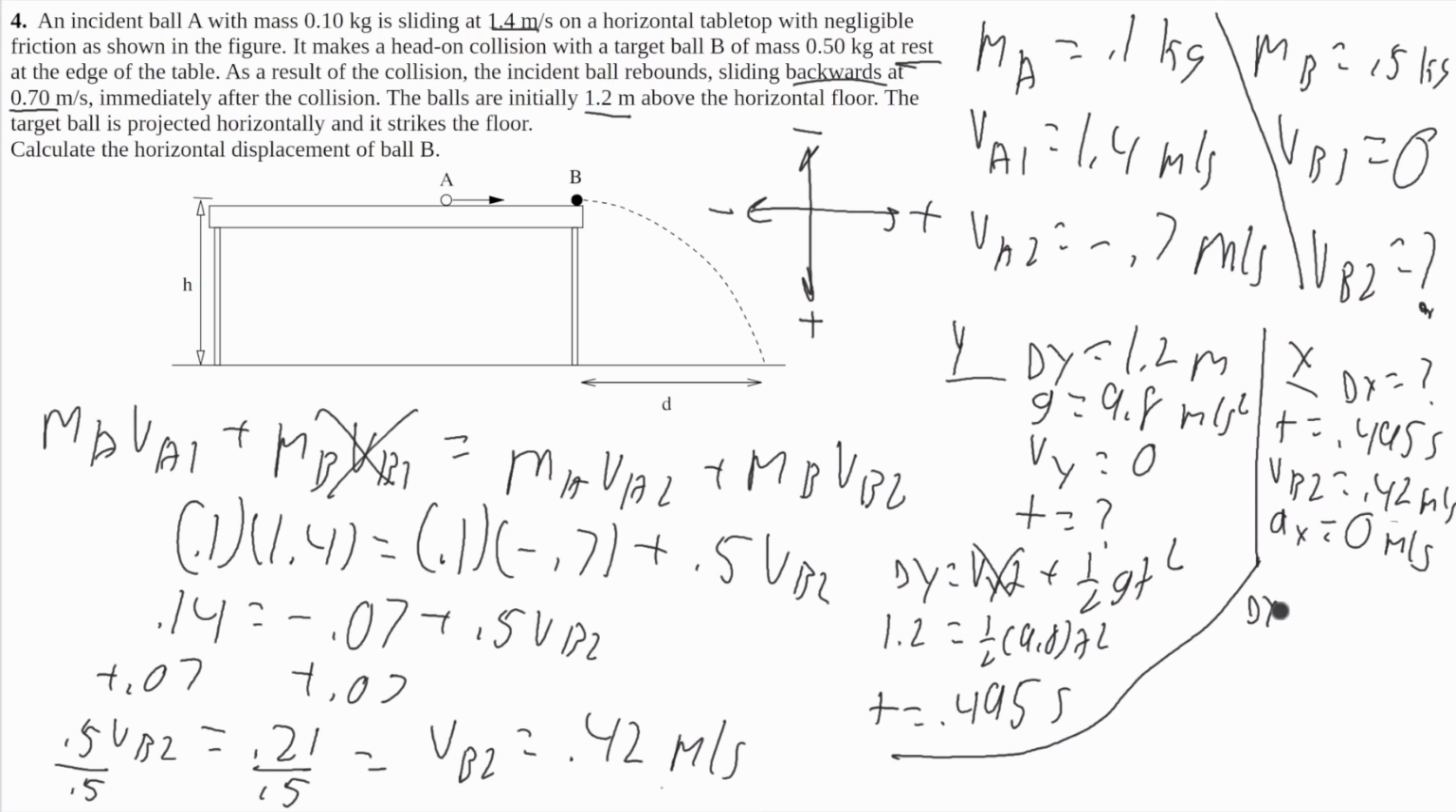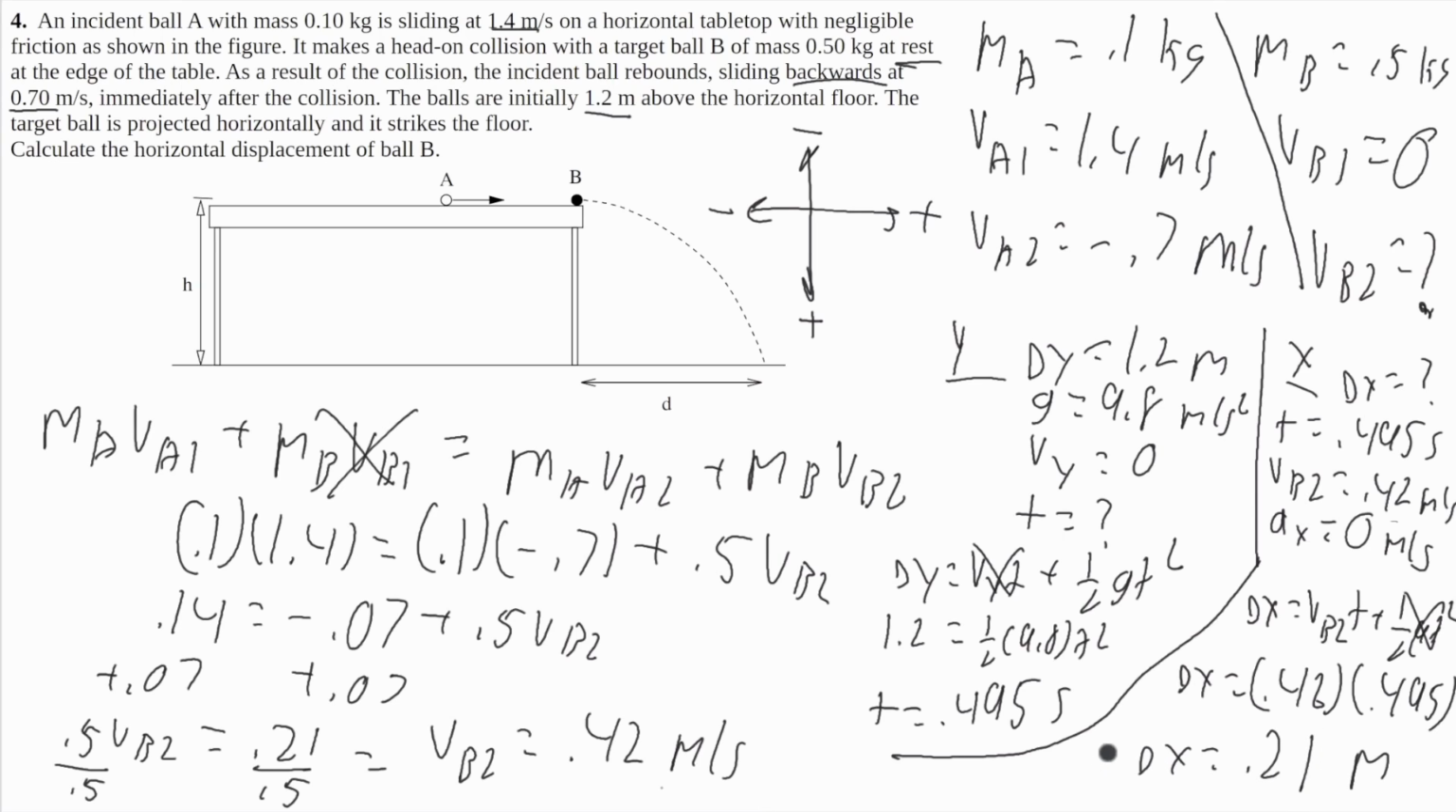We'll have delta x is equal to VB2 t plus 1 half of a t squared. Since we said a is 0, that cancels out. So we'll get delta x is equal to VB2 is 0.42, and t is 0.495. And we'll get a delta x is equal to 0.21 meters. And that there is your final answer.